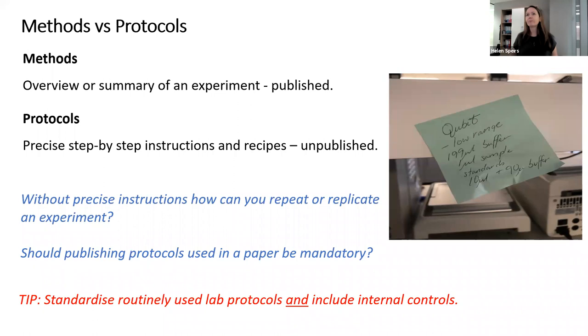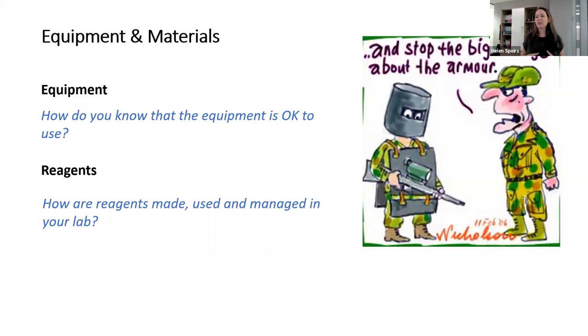Equipment and materials are a big player in when things can be repeated or not. Equipment in BABS, you've got a great tech team. They look after your equipment. They make sure it's working for you and well-maintained. You have your pipettes calibrated every year. But in between those yearly calibrations, does anyone check? Does anyone make sure that the pipettes are still pipetting what they're meant to do?